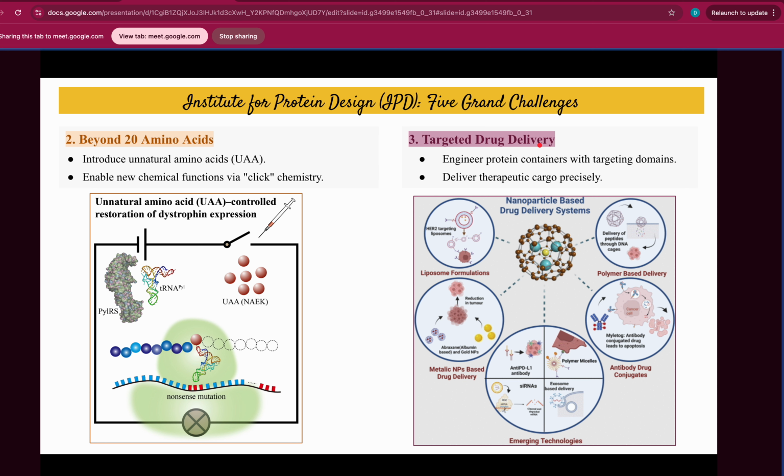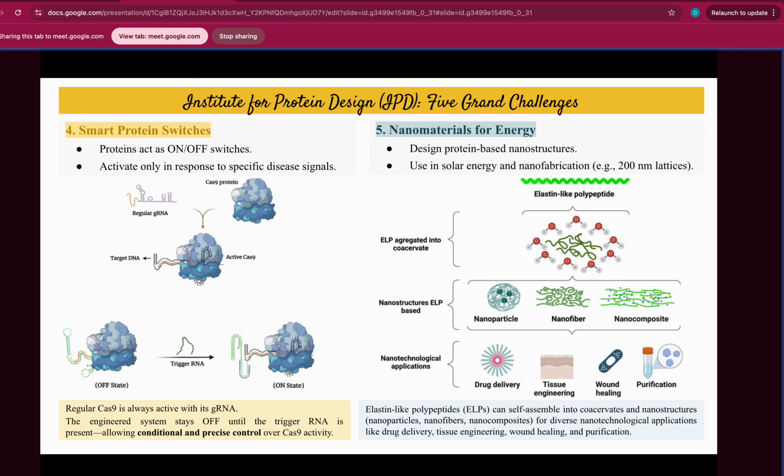They have also designed targeted drug delivery methods. They engineer different protein containers with targeting domains, in which you can load your drug of choice, and this will enhance how the drug gets delivered into your body. These compartments or containers could either be liposomes, or they could be metallic NPs based drug delivery. They could be antibody drug conjugates, or they could be polymer based delivery systems. So this is how they have used protein designing methods to improve drug delivery techniques.